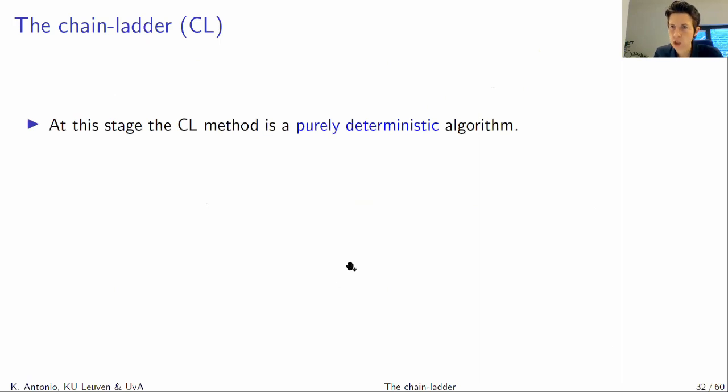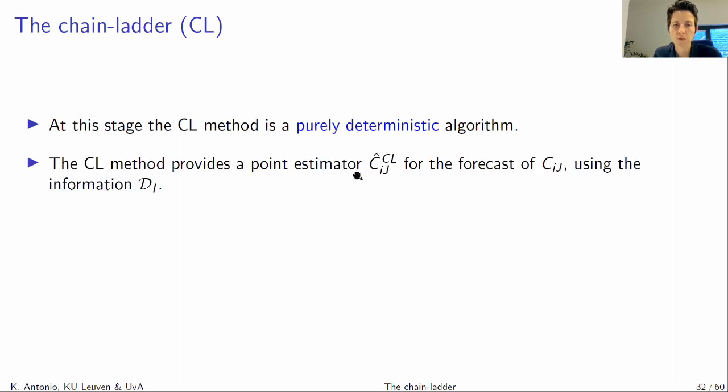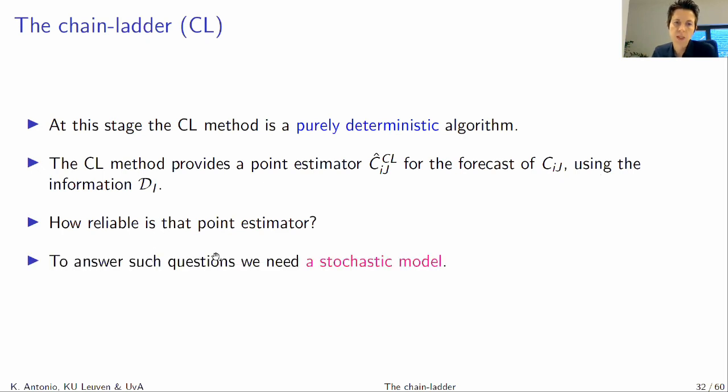At this stage, my chain ladder is a purely deterministic algorithm. There are no assumptions. What we get is a point estimate, or a point estimator denoted as a random variable, for our ultimate claims amount using the information as we have observed it so far. That's the D_I, the run-off triangle that we observed at the end of accident year I. But the next question that comes is then, how reliable is that point estimator, and can we get a measure of uncertainty that comes with this point estimator? And that's exactly what the Mack method will allow us to do.